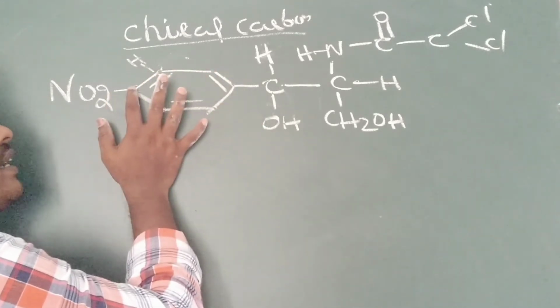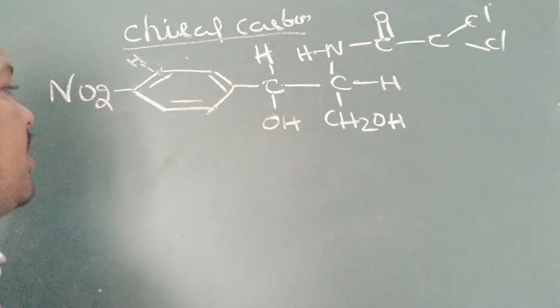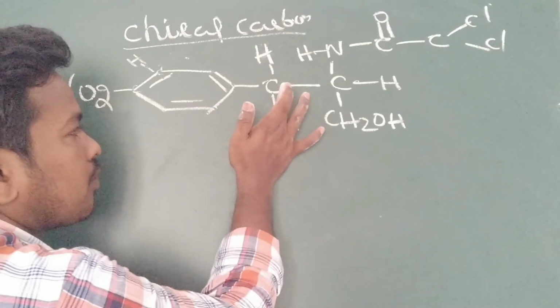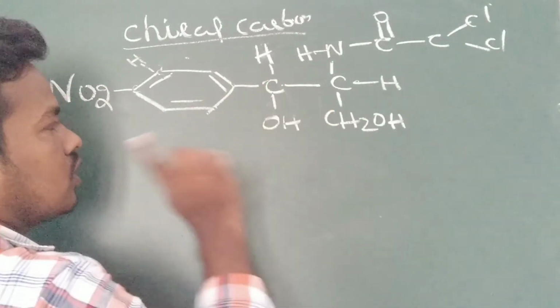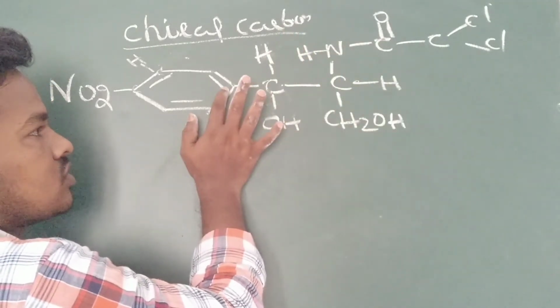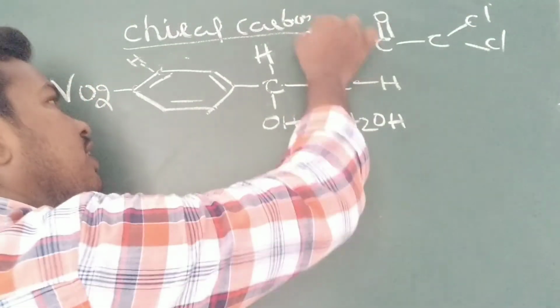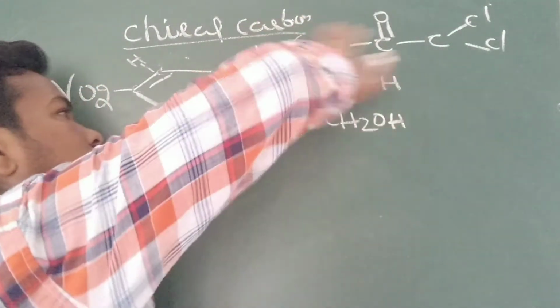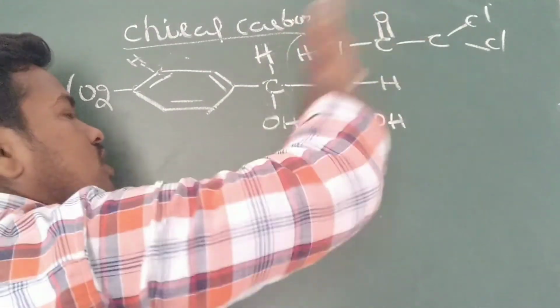It is not a chiral carbon. Now you can see this carbon. On one side it is attached with the OH group. The second group is H. The third group is here CH. You should not consider only the carbon, you should take the total group.